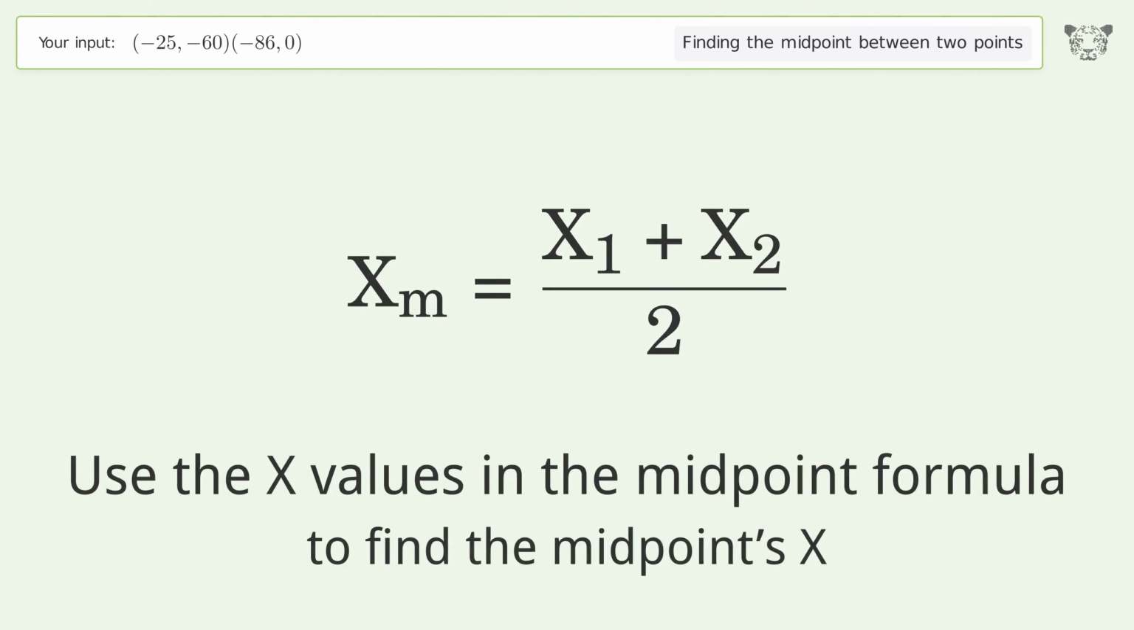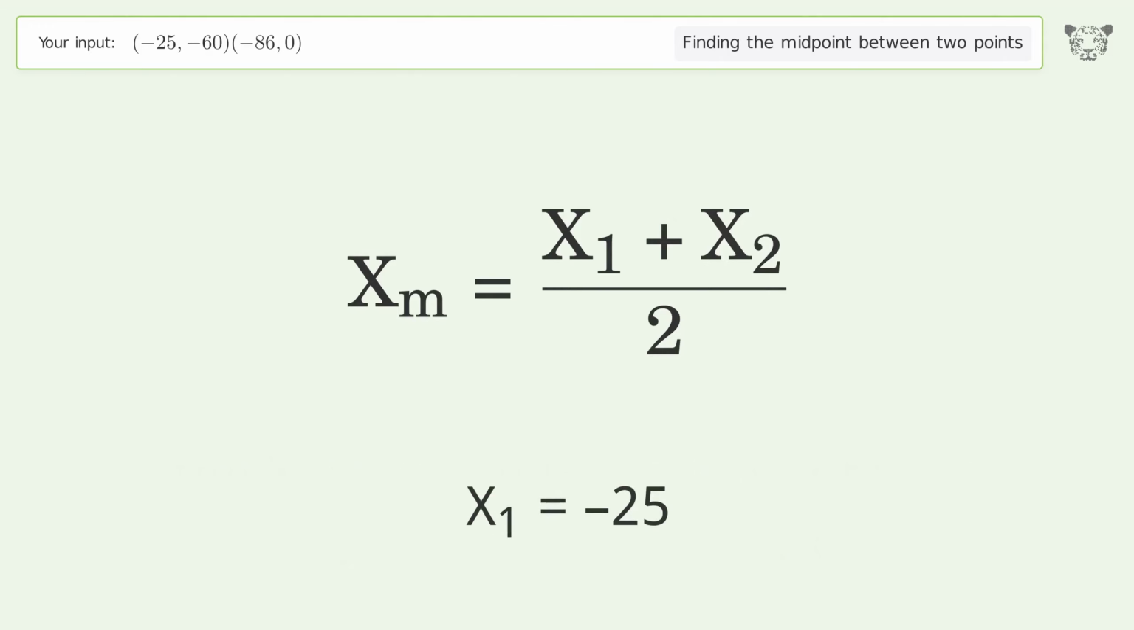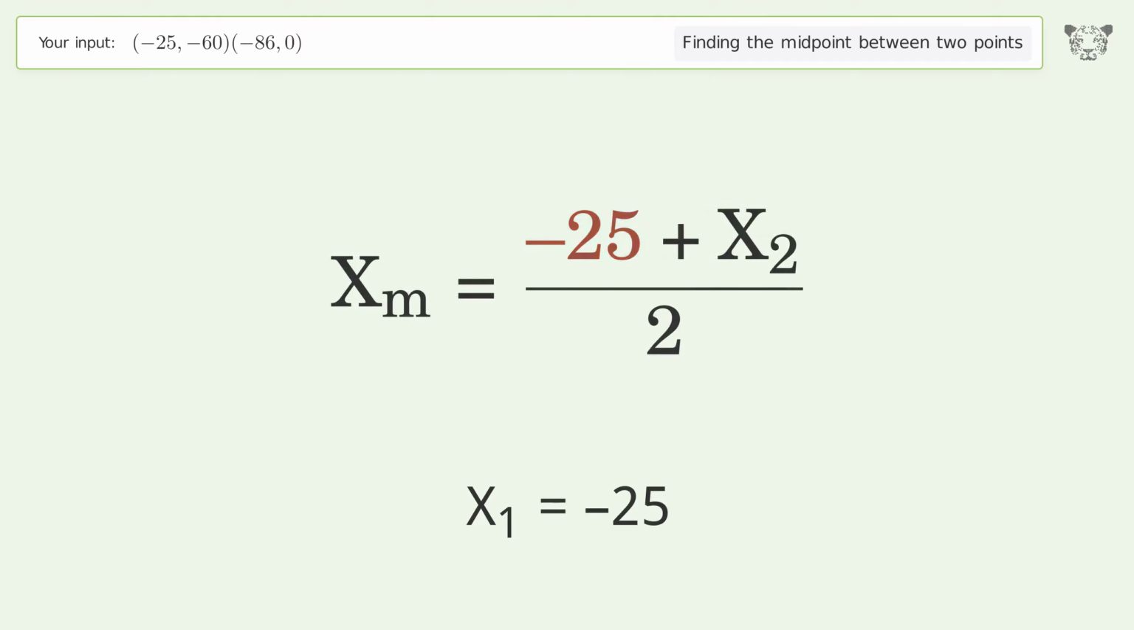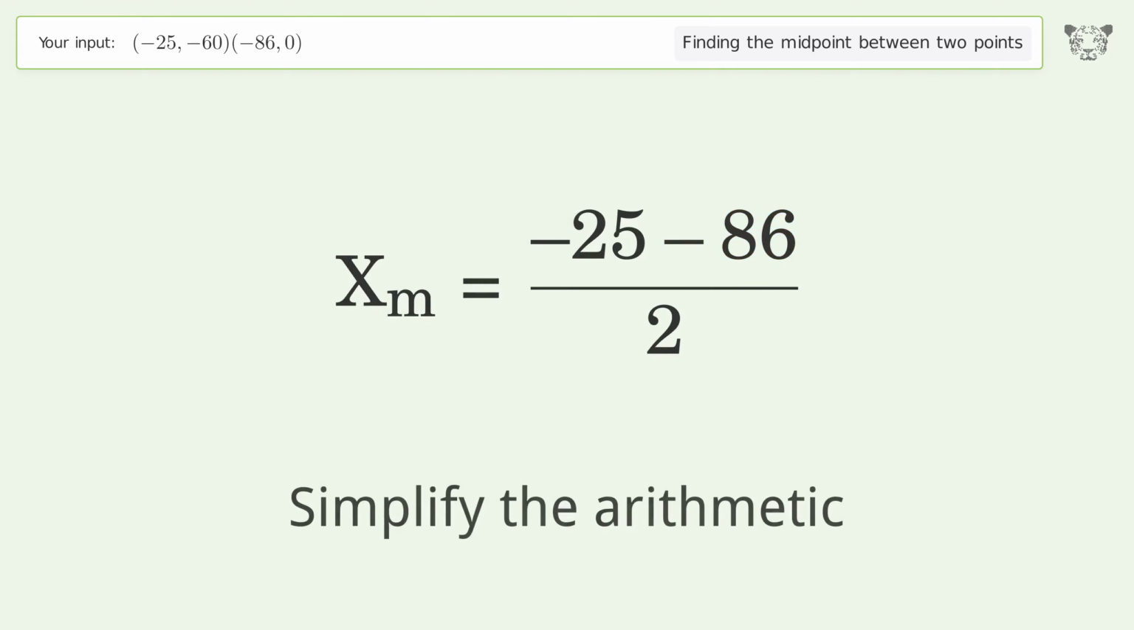Use the x values in the midpoint formula to find the midpoint's x. x1 equals -25. x2 equals -86. Simplify the arithmetic.